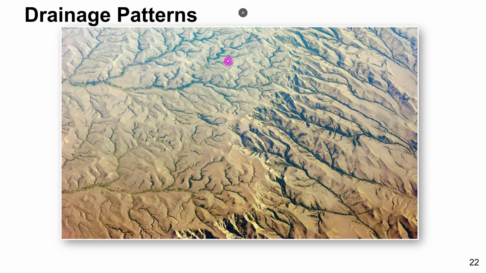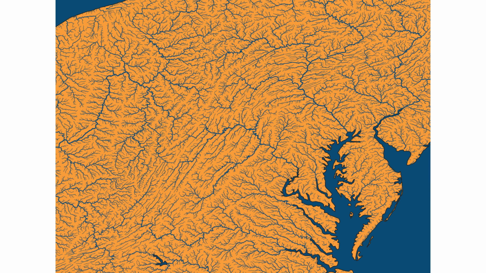So these are dendritic. They look like trees. They are the most common. It looks like these are a little bit more parallel than these. These are very clearly dendritic because they look like trees. The most common drainage pattern. So I was just messing around on the East Coast, looking at drainage patterns, and I realized a lot of dendritic.